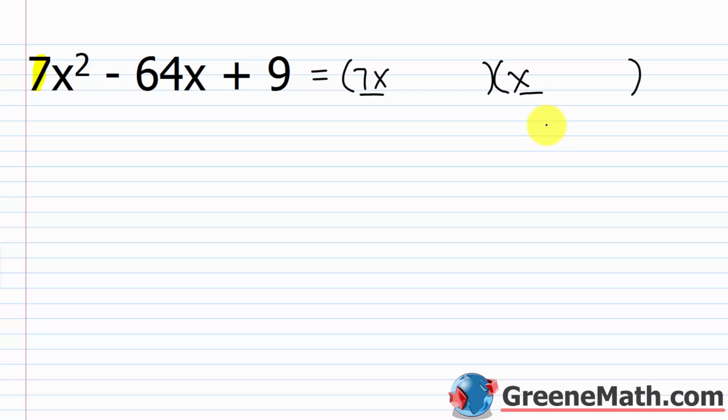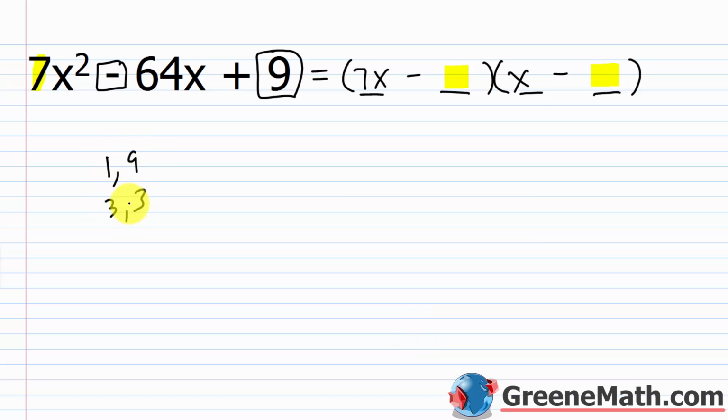Now, I still need to work out this and this. So how would I do that? I'm going to look at this last term and ask what the factors of 9 are, because this guy multiplied by this guy has to give me a product of positive 9. Now, the middle term is negative, which tells me I need a negative here and a negative there. So factors of 9, forget about the signs: you've got 1 and 9, and 3 and 3.